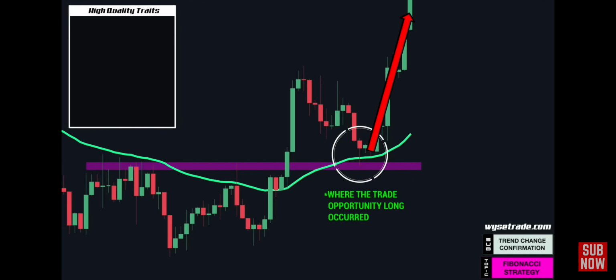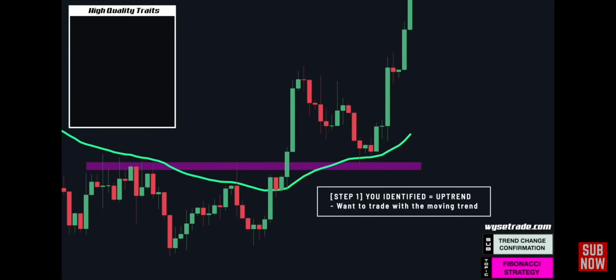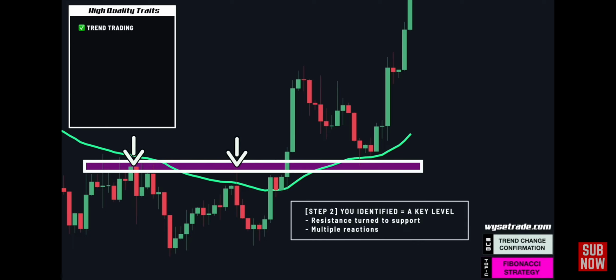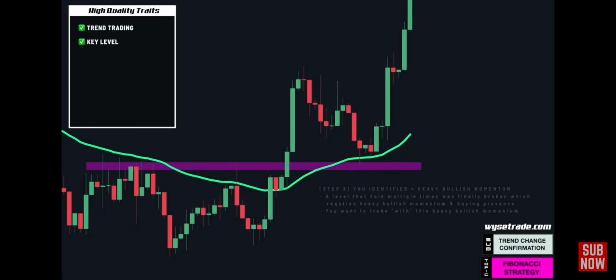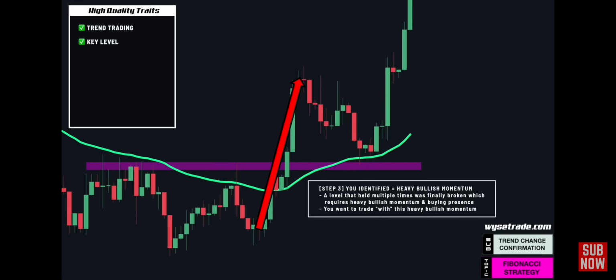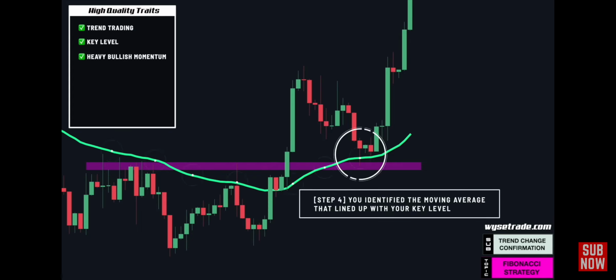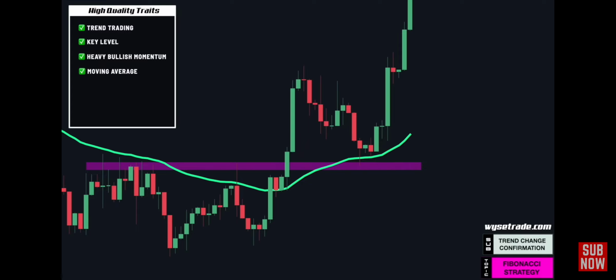This is where the trade opportunity long occurred. You first identified a clear uptrend, so you want to trade with the trend. Next, you had your key level of resistance turn to support. Next, you had heavy bullish momentum because price broke the key level that previously held multiple times. Then, the moving average crossed with your key level and where the trade opportunity long presented itself.